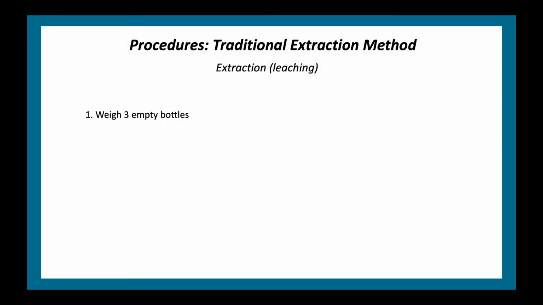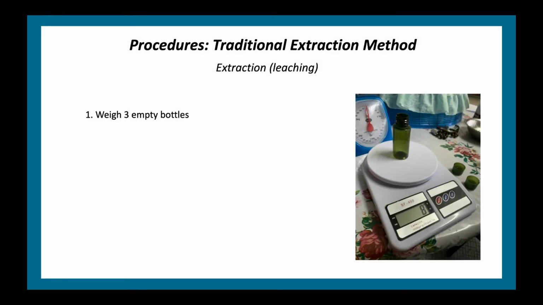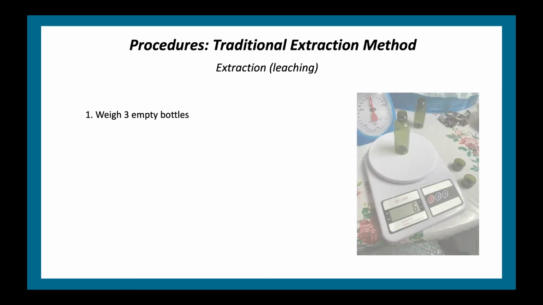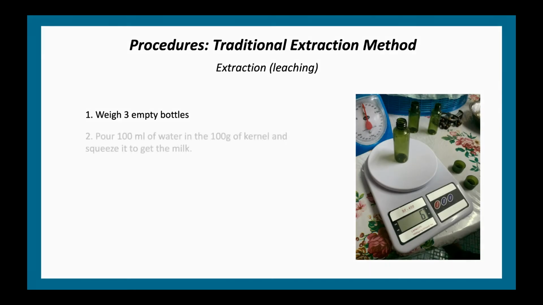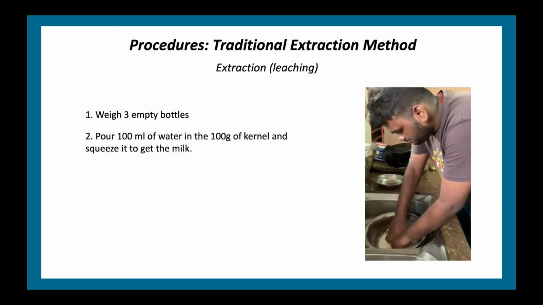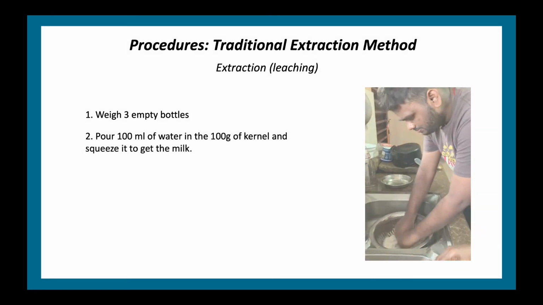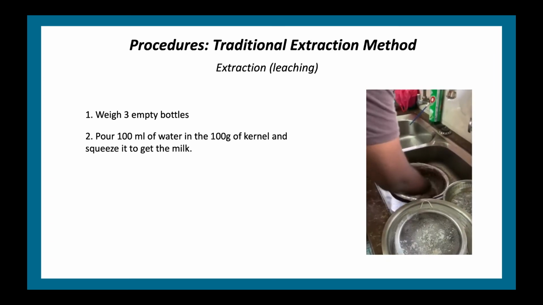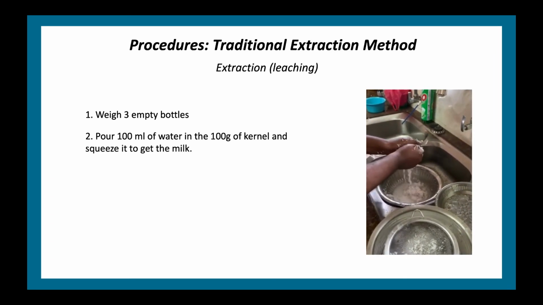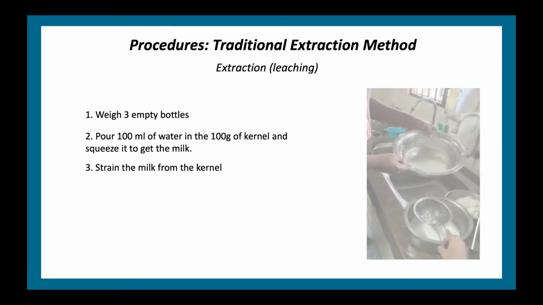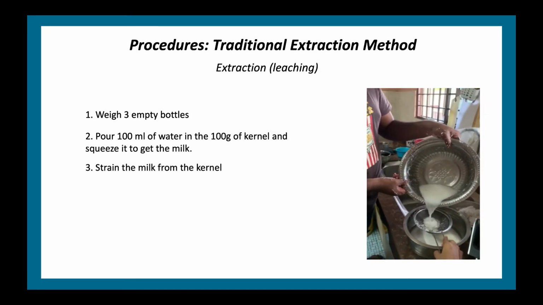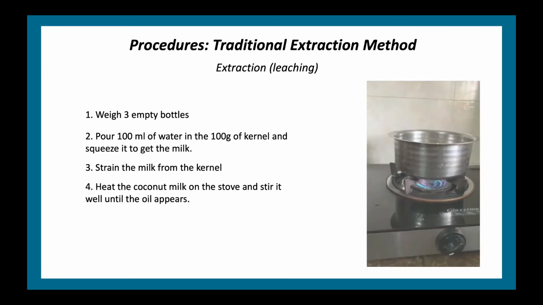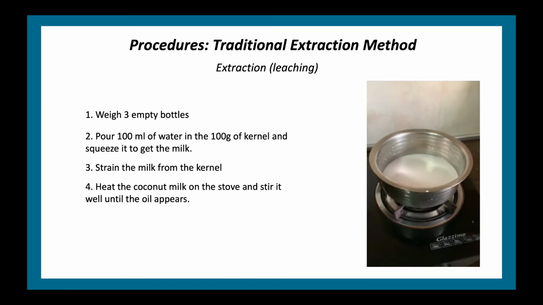The second process is the extraction, also known as leaching. Firstly, weigh 3 empty bottles. Then, pour 100 ml of water onto the 100 grams of kernel and squeeze it to get the milk. Strain the milk from the kernel. Heat the coconut milk on the stove and stir it well until the oil appears.